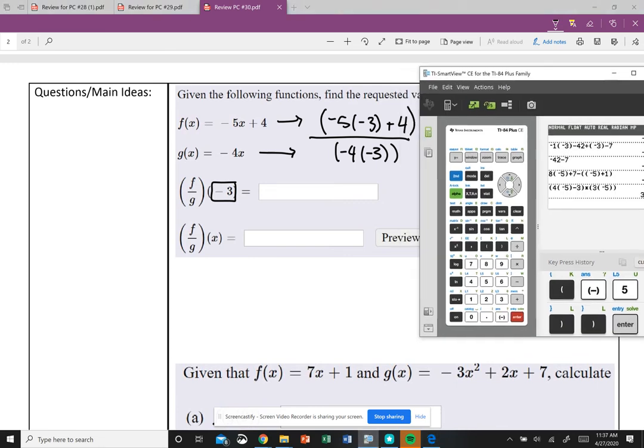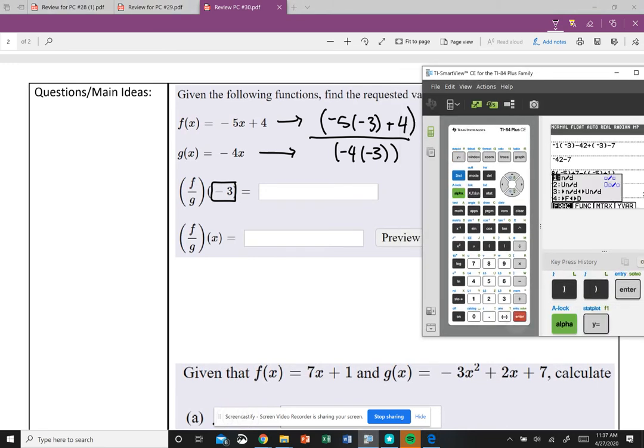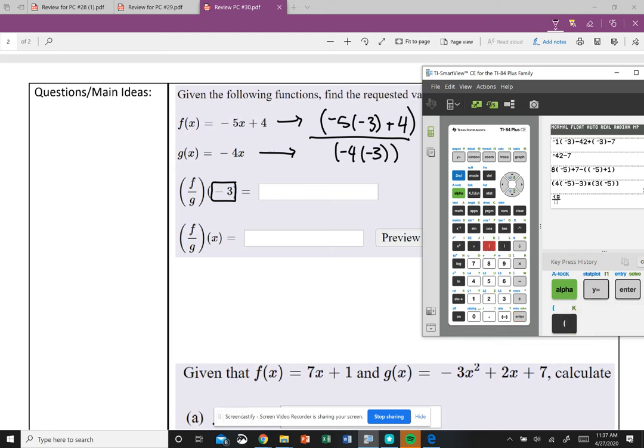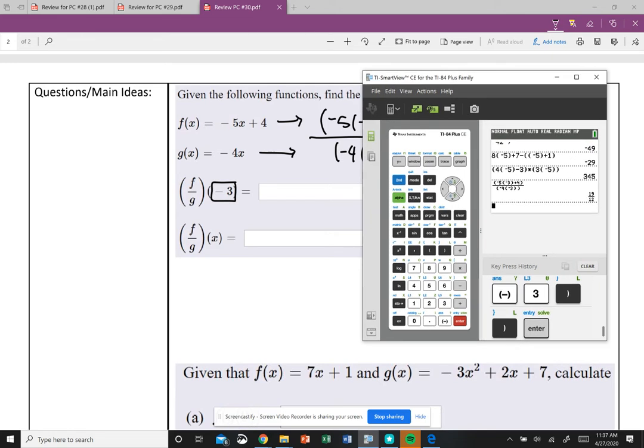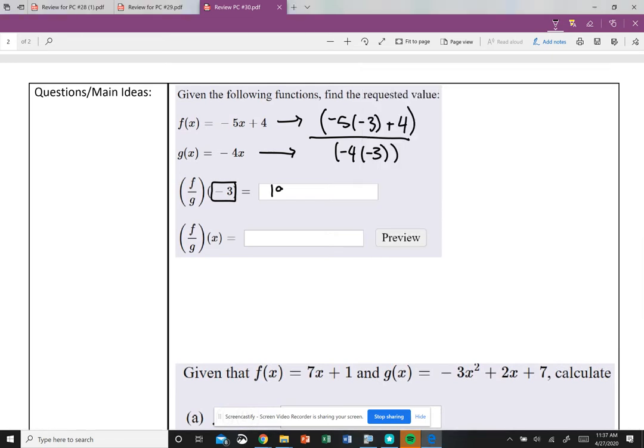So I'm going to make that handy little fraction thing. So I do alpha y equals enter. On the top, I'm going to have parentheses -5, parentheses -3, close parentheses, plus 4, then close parentheses again. And then on the bottom, it should be parentheses -4, parentheses, -3, close parentheses, close parentheses. Then I hit enter, and I get the answer to be 19/12. So I do 19/12, and that's my answer.